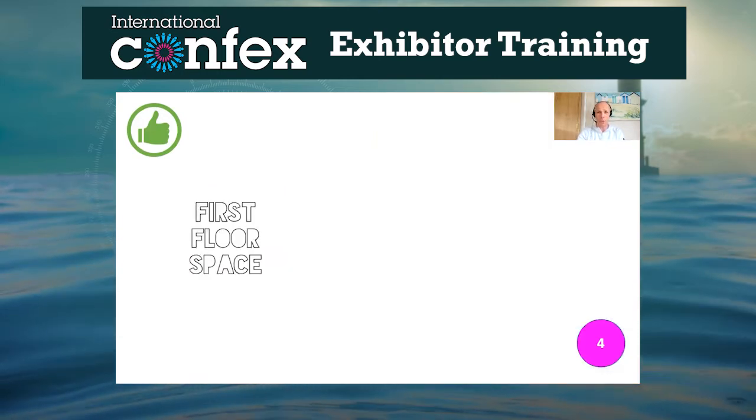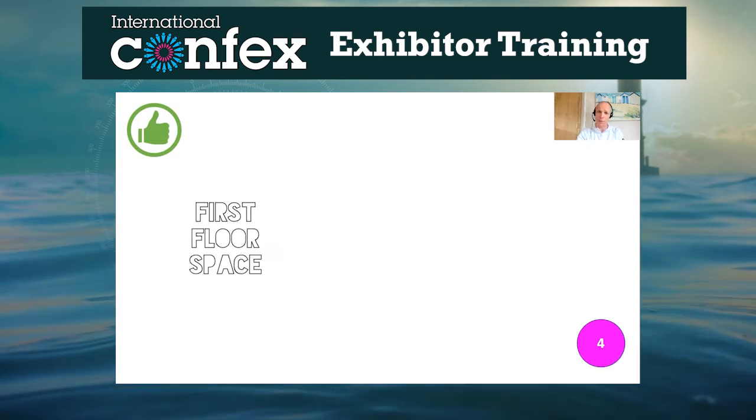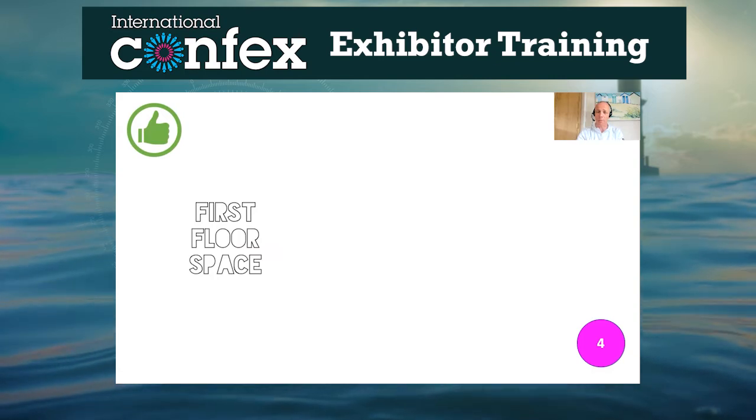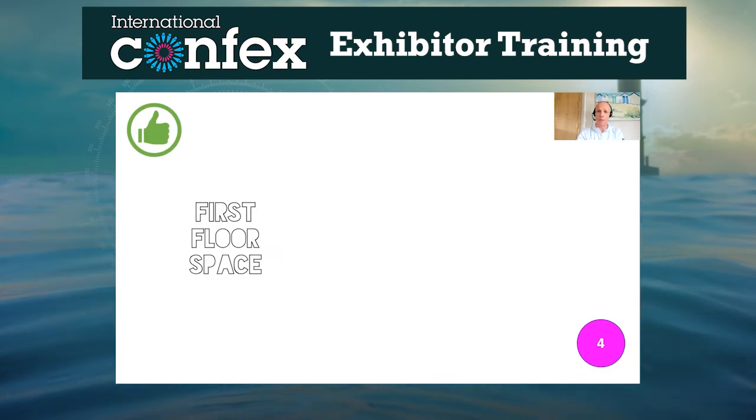The next area we cover when we talk about stand design, a really important one, is how much floor space do we have free for visitor access? 60%.